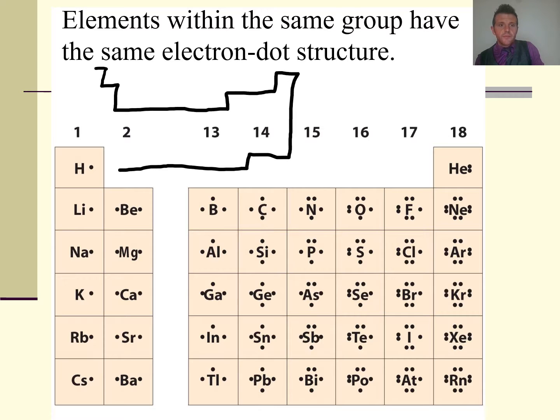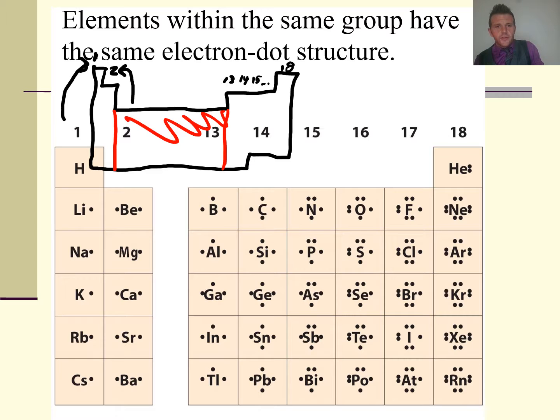If this is the periodic table, we're just looking at columns 1 and 2, this column and this column, and 13, 14, 15, all the way up to 18. So what we are really doing with this slide is ignoring this middle piece here, the spot of the periodic table where it drops down. We're just looking at the outer edges.